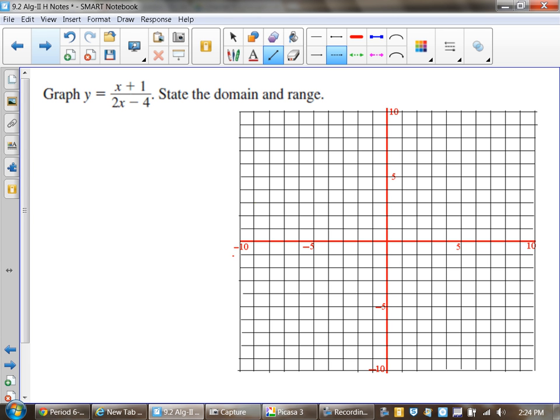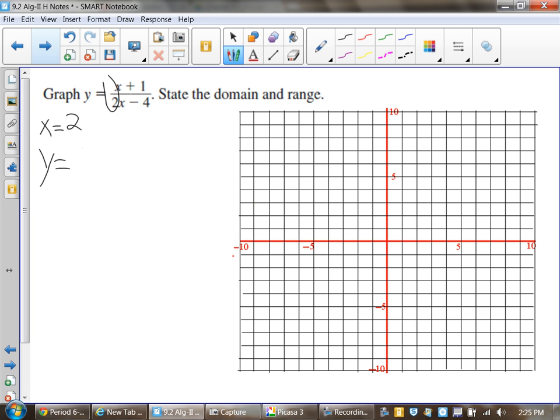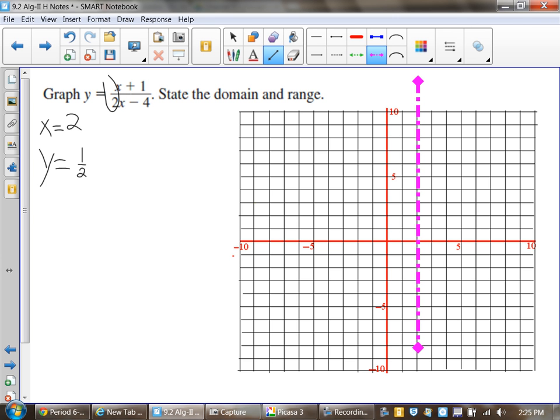Again, when we start with y equals x plus 1 over 2x minus 4, I'm going to find my vertical asymptote to start with. 2x minus 4. So what's the 0 for the denominator? Everybody agree it's 2? My horizontal asymptote is going to be at 1/2. Is it positive 1/2 or negative 1/2? Positive 1/2. Those are my asymptotes. So I start by plotting out the asymptotes. X equals 2. Y equals 1/2.